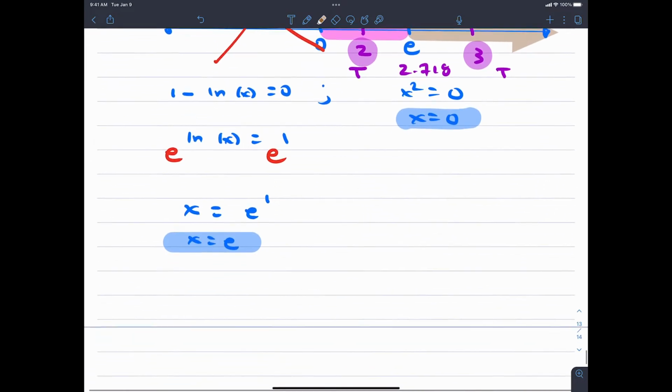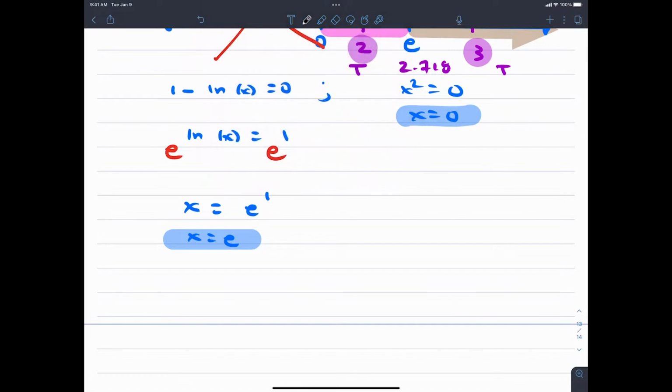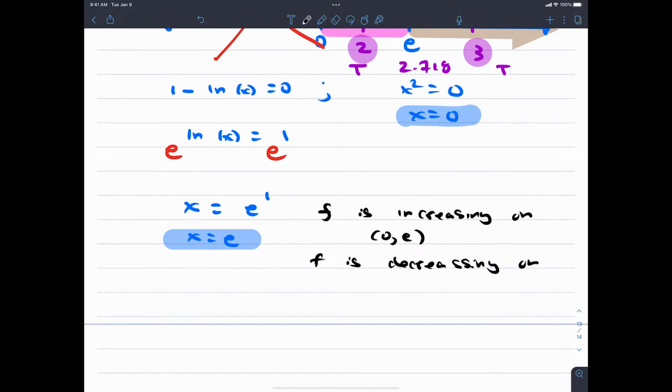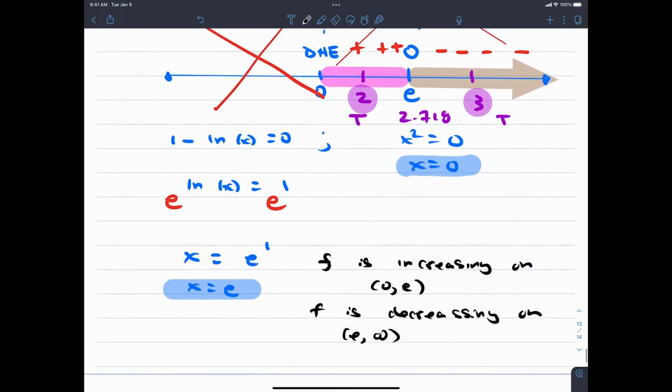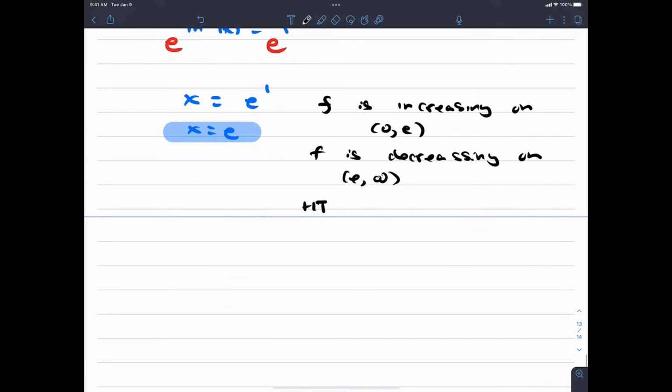So let's write this information down, okay? This is our conclusion here. This is all the observations we can make. The function f is increasing on the interval 0 to e. F is decreasing on e to what? Infinity. Okay. You have a horizontal tangent at what? X equals e. Or what do we really say?